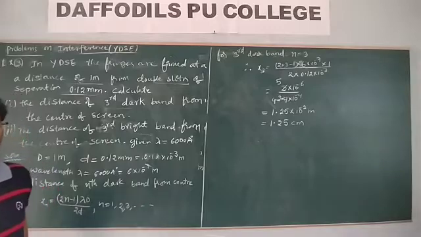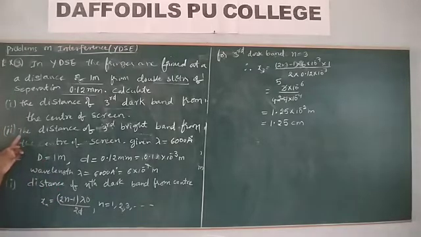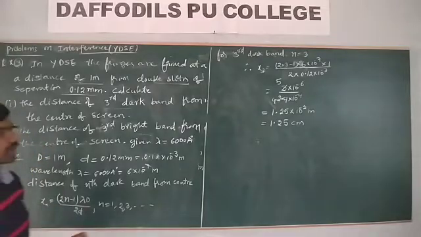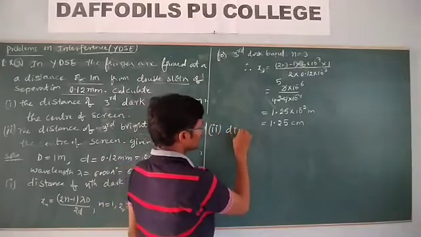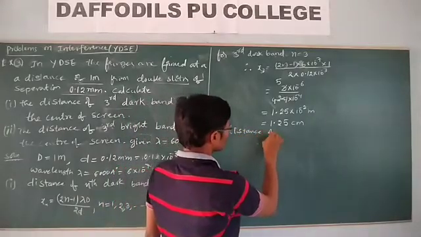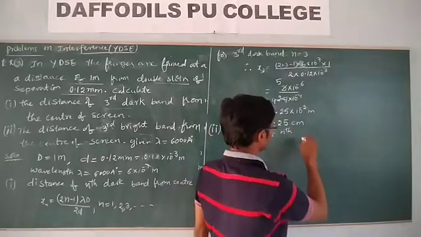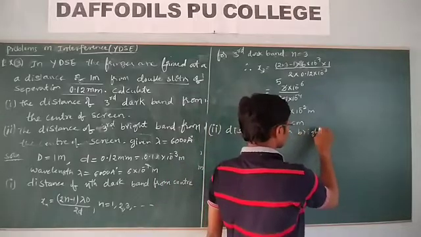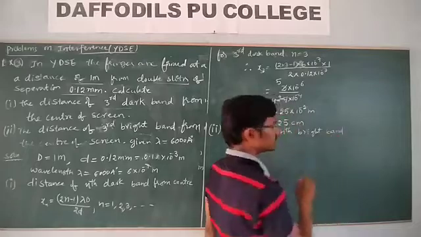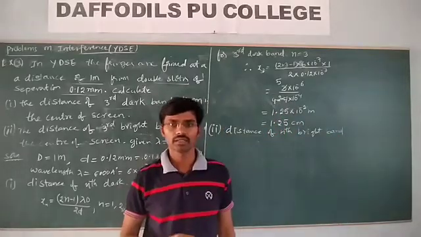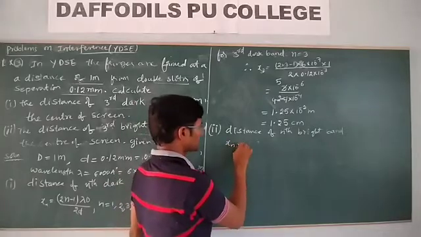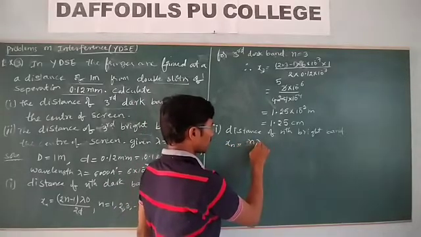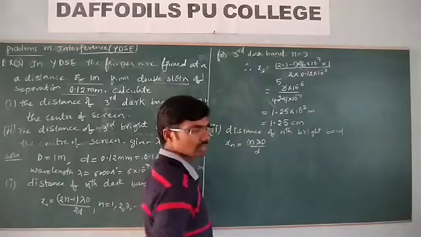Now the second one, what are they asking? The distance of the third bright band from the center of the screen. What is the formula for the distance of the nth bright band? n lambda capital D by small d. Then xn is equal to n lambda capital D by small d.